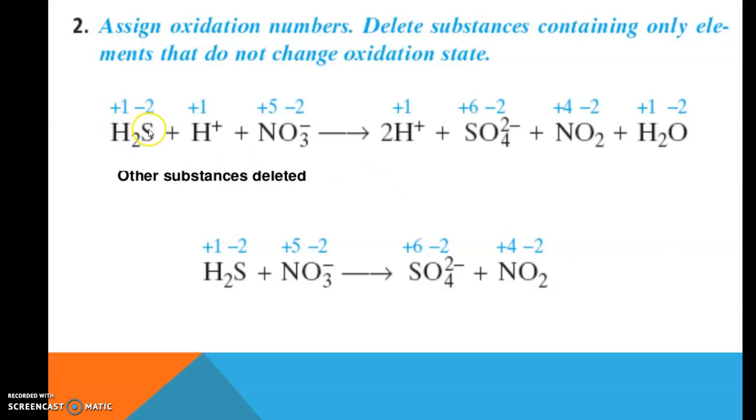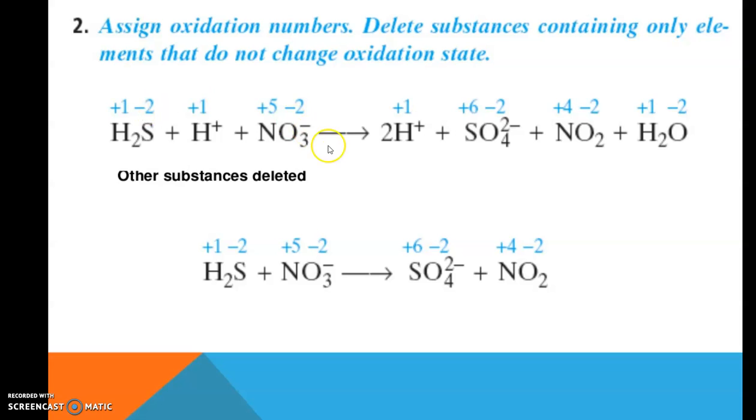So we know the oxidation number of hydrogen is plus 1. If we calculate, there are 2 hydrogens, so plus 2, so sulfur should be minus 2 to cancel each other, and we will get 0. So I hope you know how to identify the oxidation number, that we have already discussed.